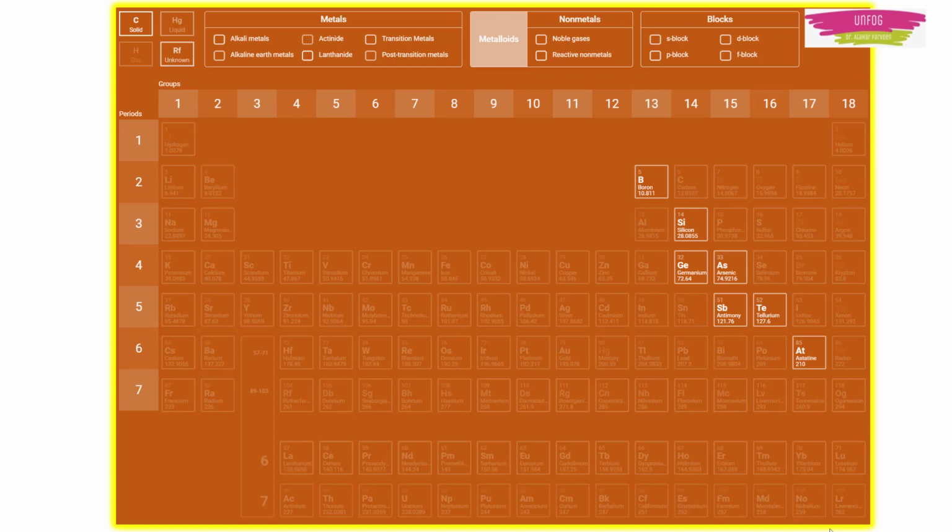Now, the important metalloids are silicon and germanium. Okay, silicon, Silicon Valley is named after it, right? So all integrated chips and all those are made using silicon. Basically, these are semiconductors actually. Okay, so the important metalloids are silicon and germanium.